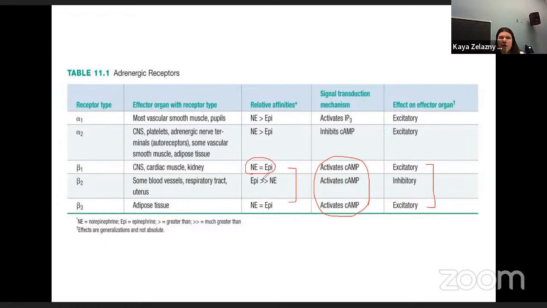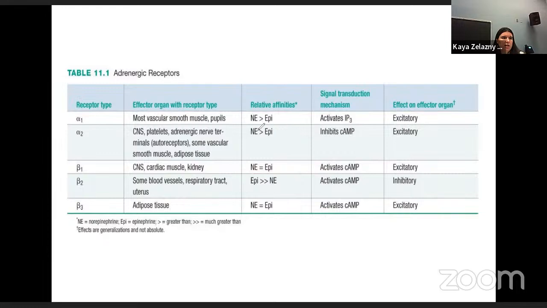So our beta 1 receptors see norepinephrine and epinephrine the same. They don't have a preference. They will bind to either of them. Our beta 2 receptors highly prefer epinephrine to norepinephrine. So if we see something that highly prefers epinephrine to norepinephrine, we know we have a beta 2 receptor.